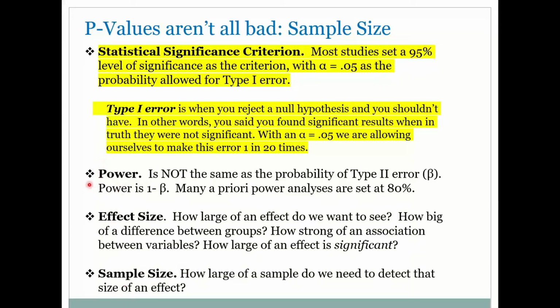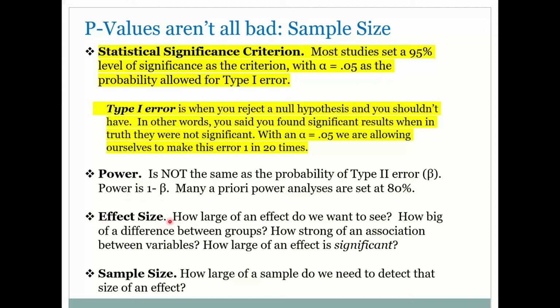Power's pretty easy. Most people power their studies for 80%, done. Some 90%, done. Those are typical. Effect size, that's something the researcher or you should know or try to understand. You can get that from literature, in previous testing, things like this.